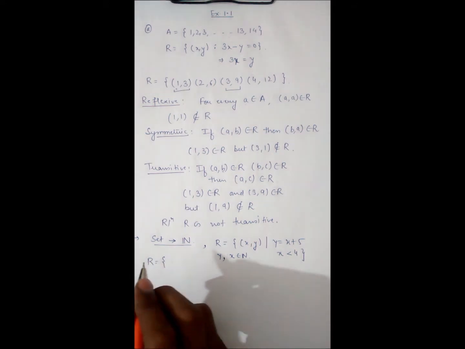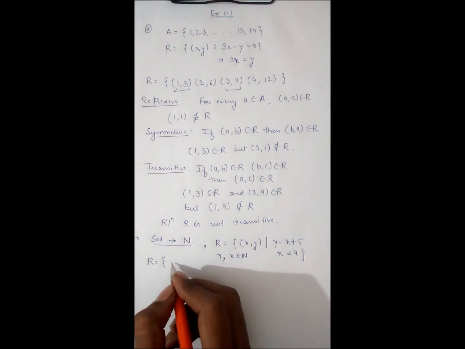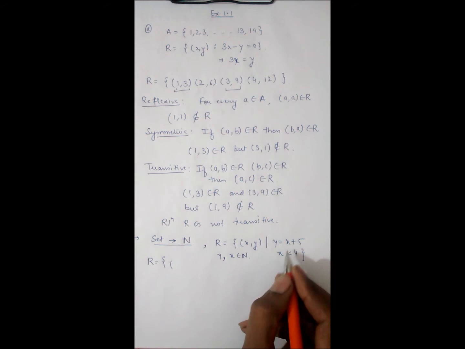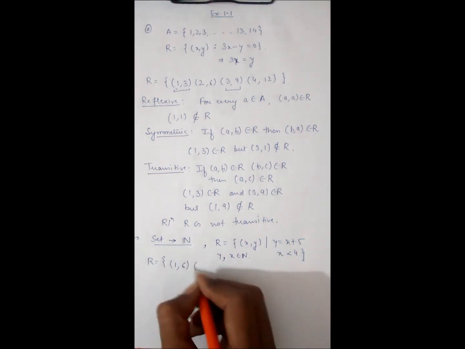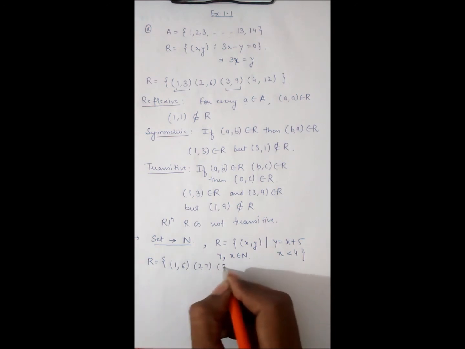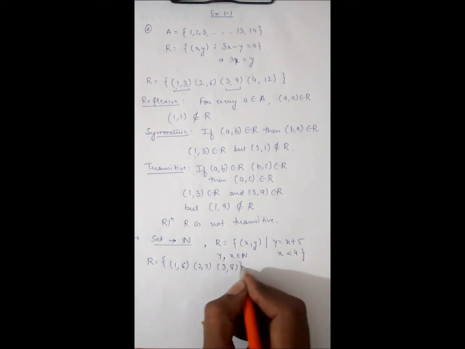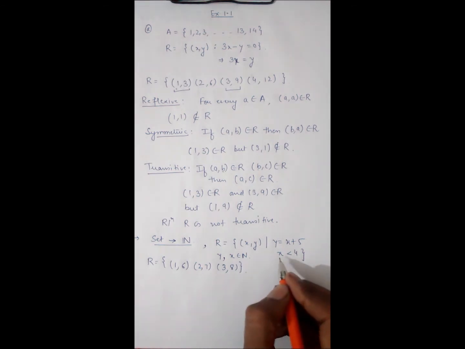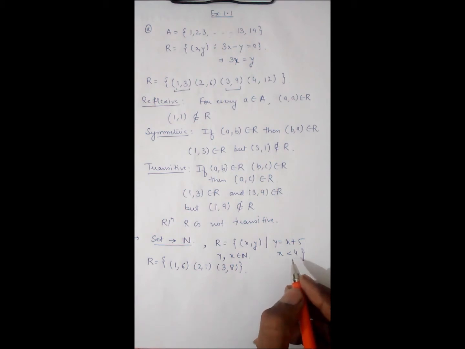Okay, now the relation: when x equals 1, y will be equal to 6. When x equals 2, y will be 7. When x equals 3, y will be 8. Observe, x started from 1 and goes to 3 because it is strictly less than 4. So 1, 2, 3 are the only values which x can assume. Means x can be equal to 1 or 2 or 3. Clear?